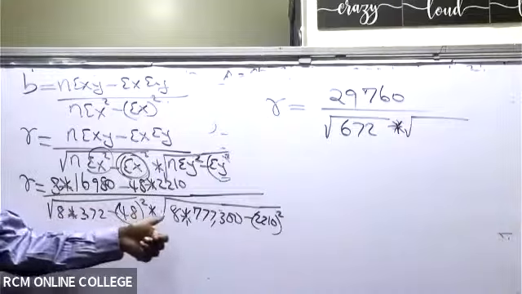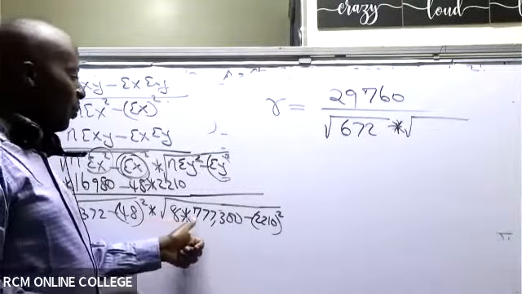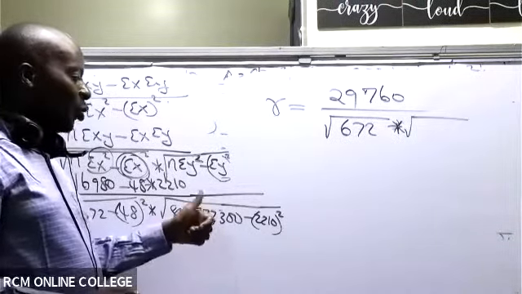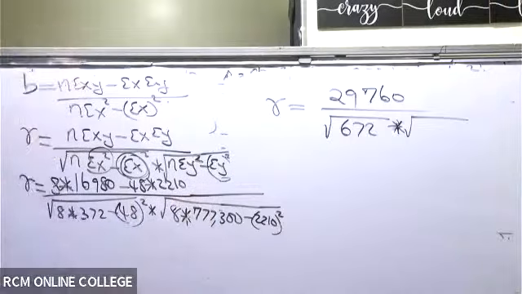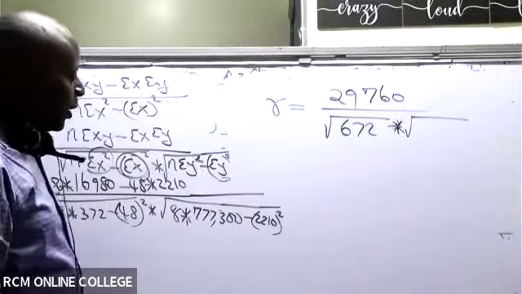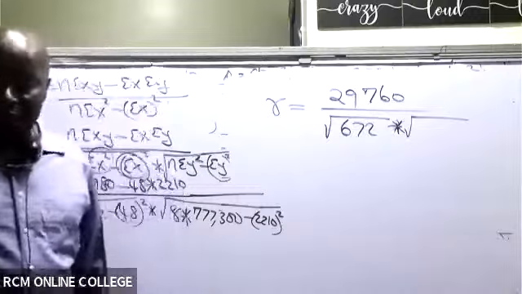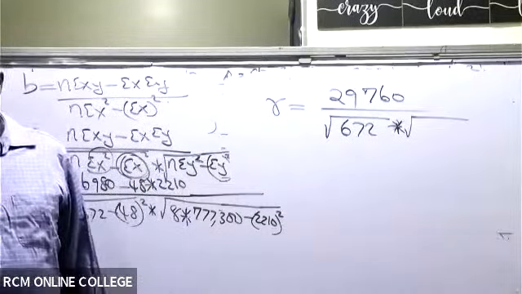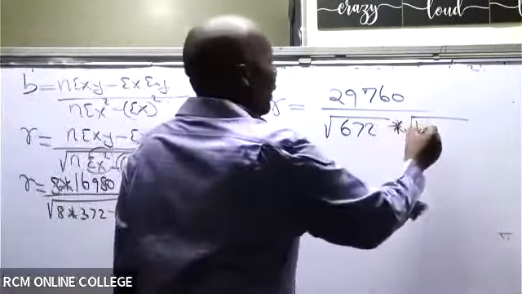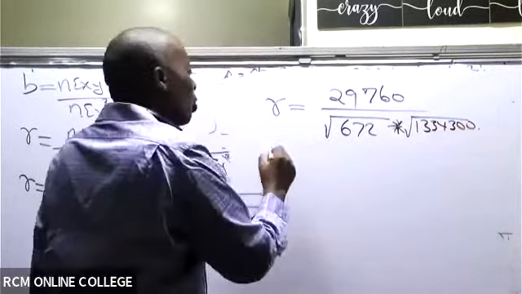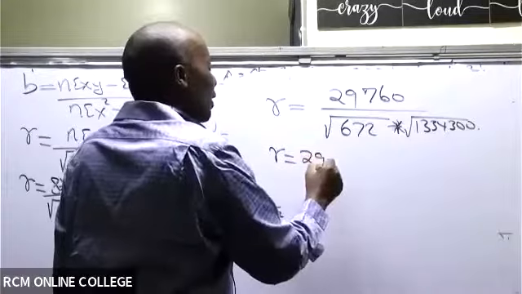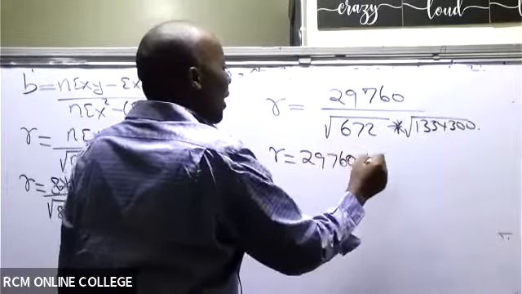So then here now we have 8 times 777,300 minus 2210 squared. Some good ninja, give me this answer. 1,334,300. So in your calculator, to get this R, you'll say 29,760 divided by, you open bracket.